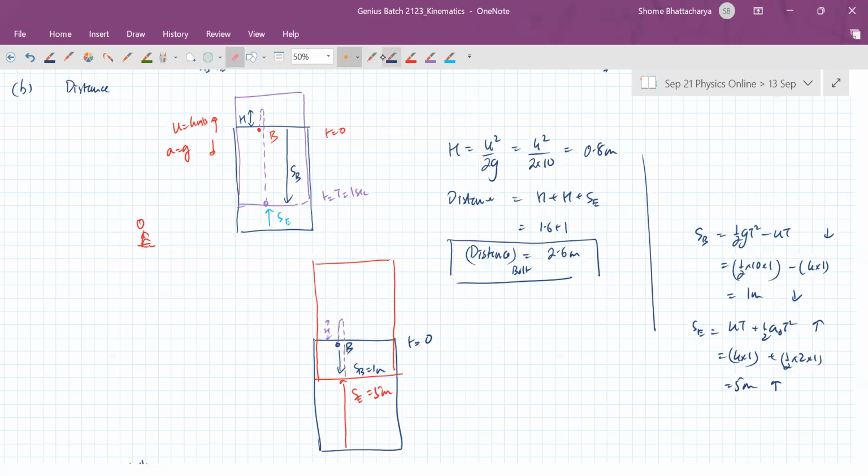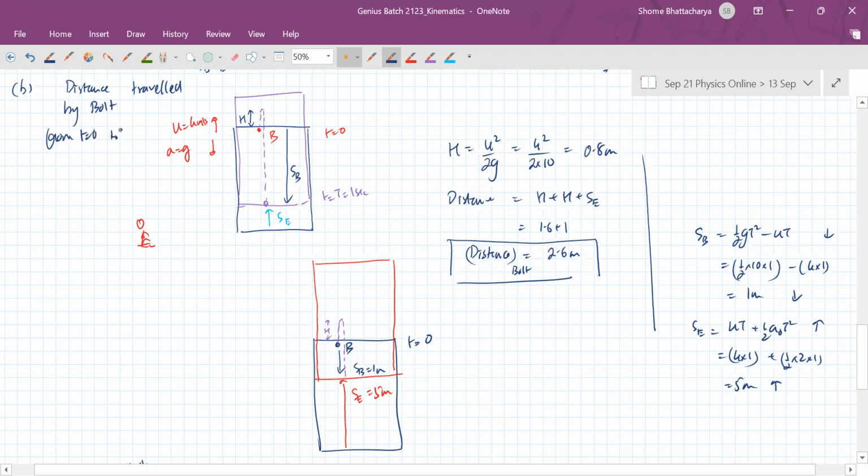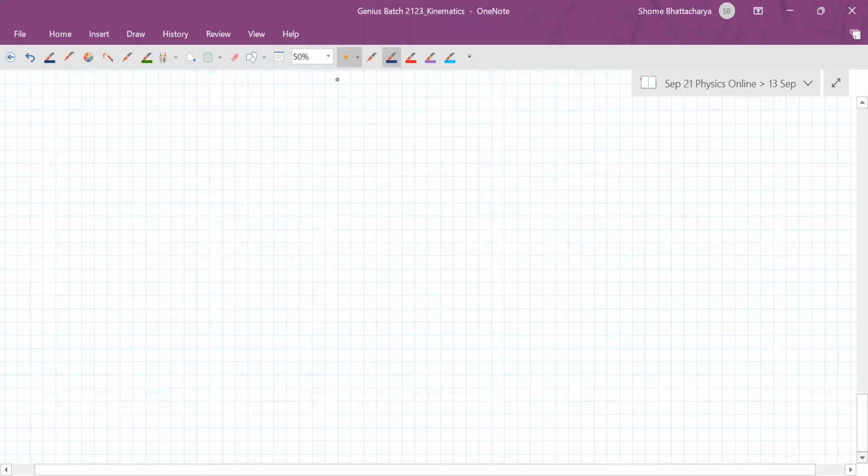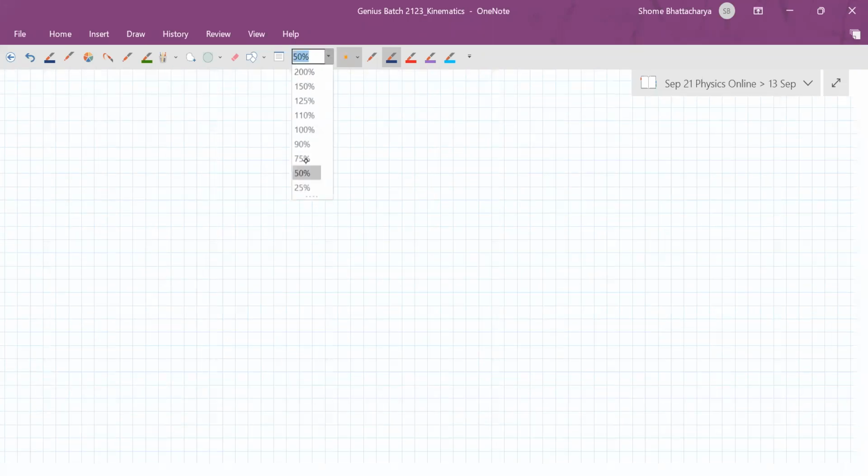Okay, so this is the distance traveled by the bolt, but specifically from t equal to 0 to t equal to 1 second. Because even after 1 second, the bolt continues to travel, so its distance will change. But only for that time when it was falling inside the elevator. After 1 second, we are not concerned with what happens, because the bolt might bounce off the floor, or it might just get stuck to the floor. So accordingly, its motion will be.